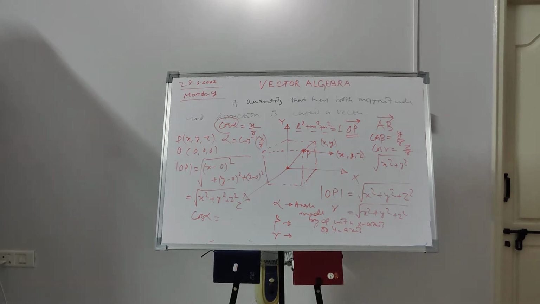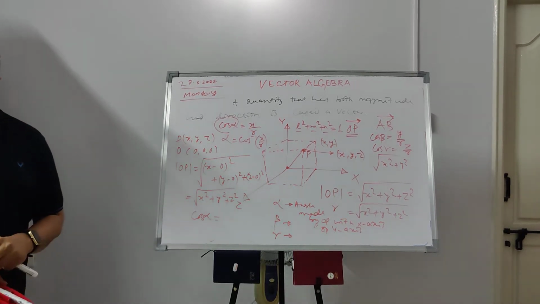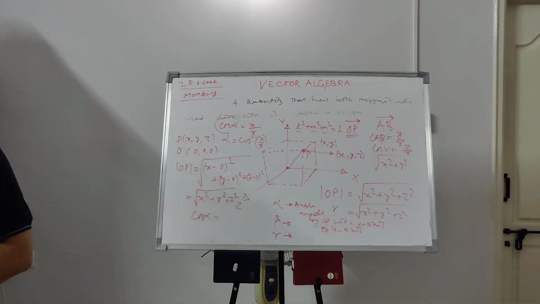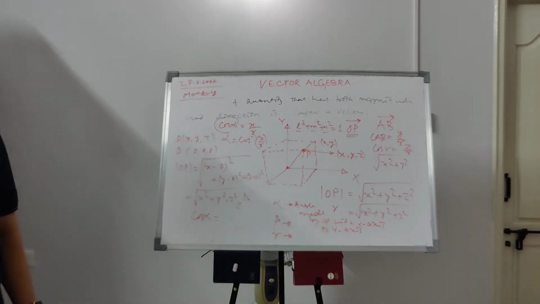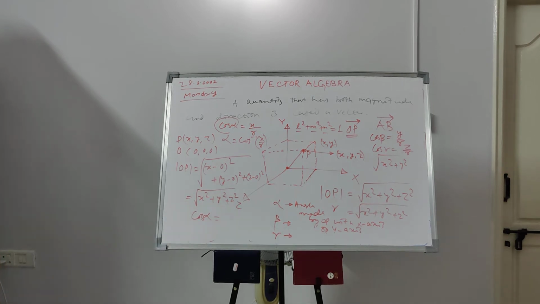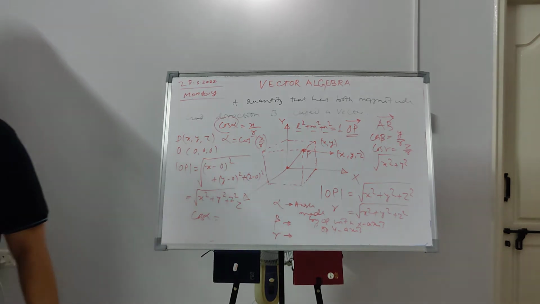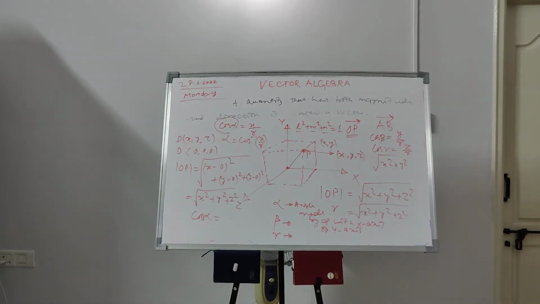So alpha is nothing but cos inverse x by r. So cos alpha is equal to x by r. X is the x coordinate, r is the square root of x square plus y square plus z square. So that is cos alpha. Similarly, cos beta is y by r. Cos gamma is equal to z by r. So if you want to find the angles alpha, beta, and gamma, you can easily find them.